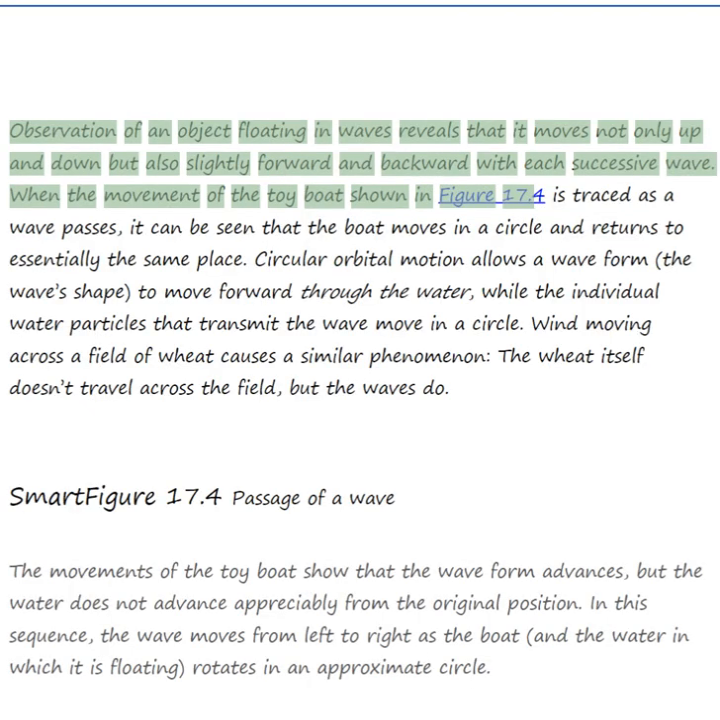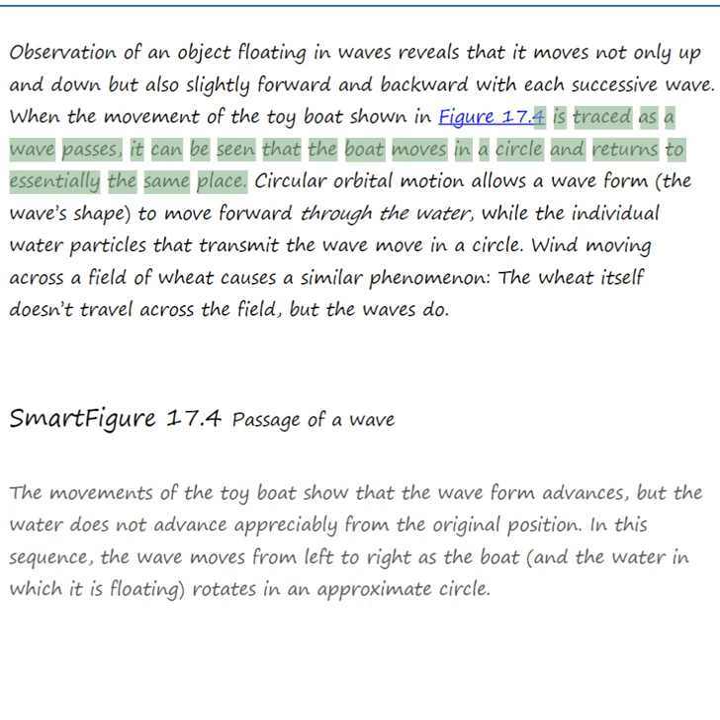Observation of an object floating in waves reveals that it moves not only up and down but also slightly forward and backward with each successive wave. When the movement of the toy boat shown in Figure 17 is traced as a wave passes, it can be seen that the boat moves in a circle and returns to essentially the same place.